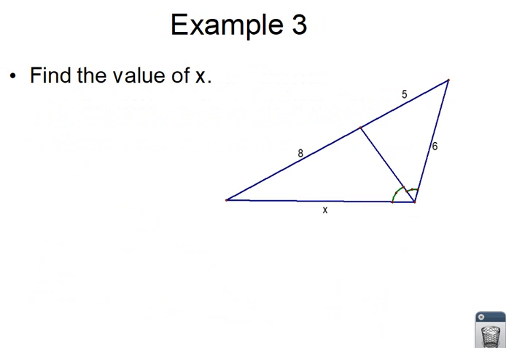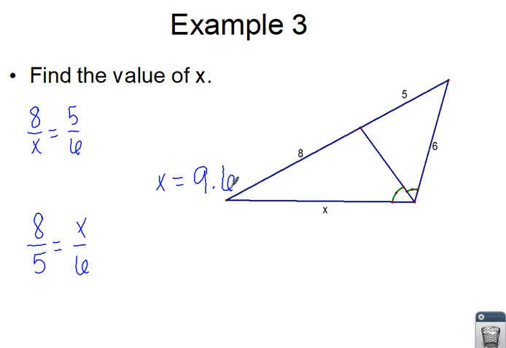Okay? Let's try one of those and make sure. Alright, so we can do 8 over x equals 5 over 6. Or we could do 8 over 5 equals x over 6. Either one of those will give you the same answer. And you don't have to do both of them. You just have to do one of them. So when you solve this, you get 9.6 either way. But if you would have done 5 over x and 8 over 6, wouldn't work. You're going to get something completely different.